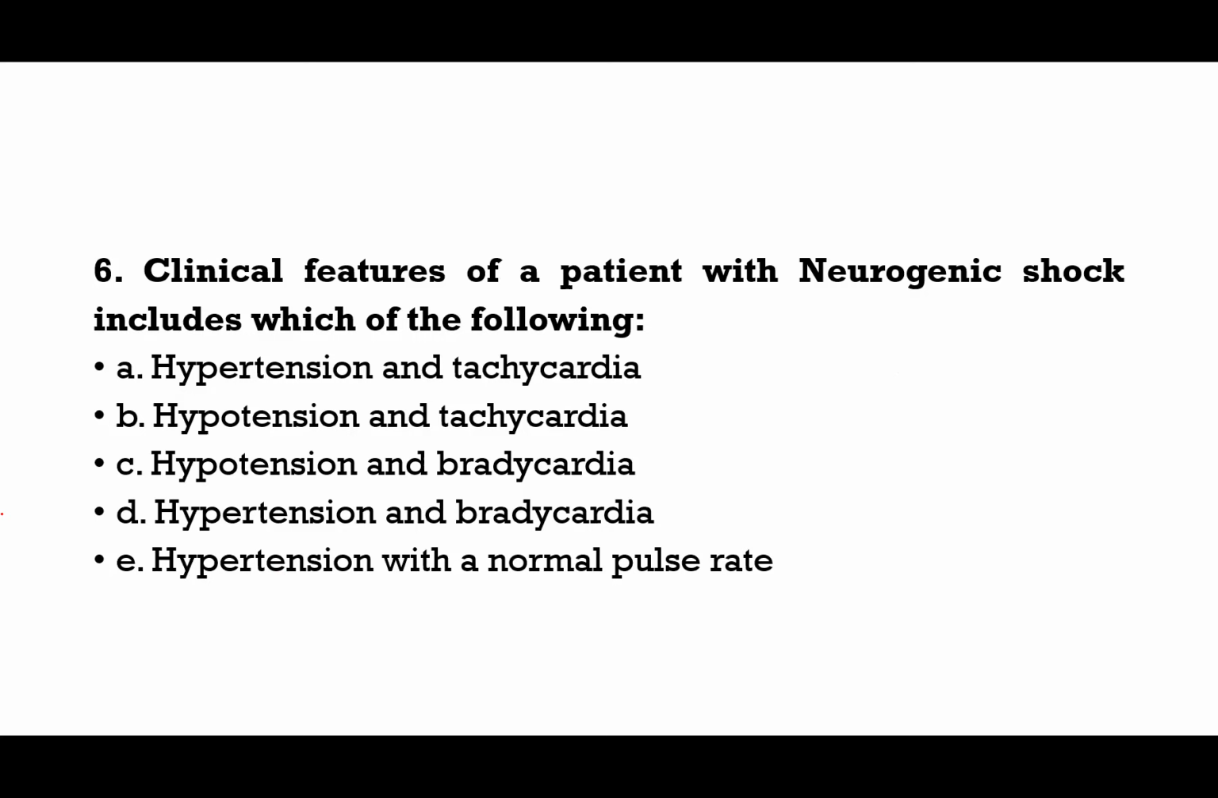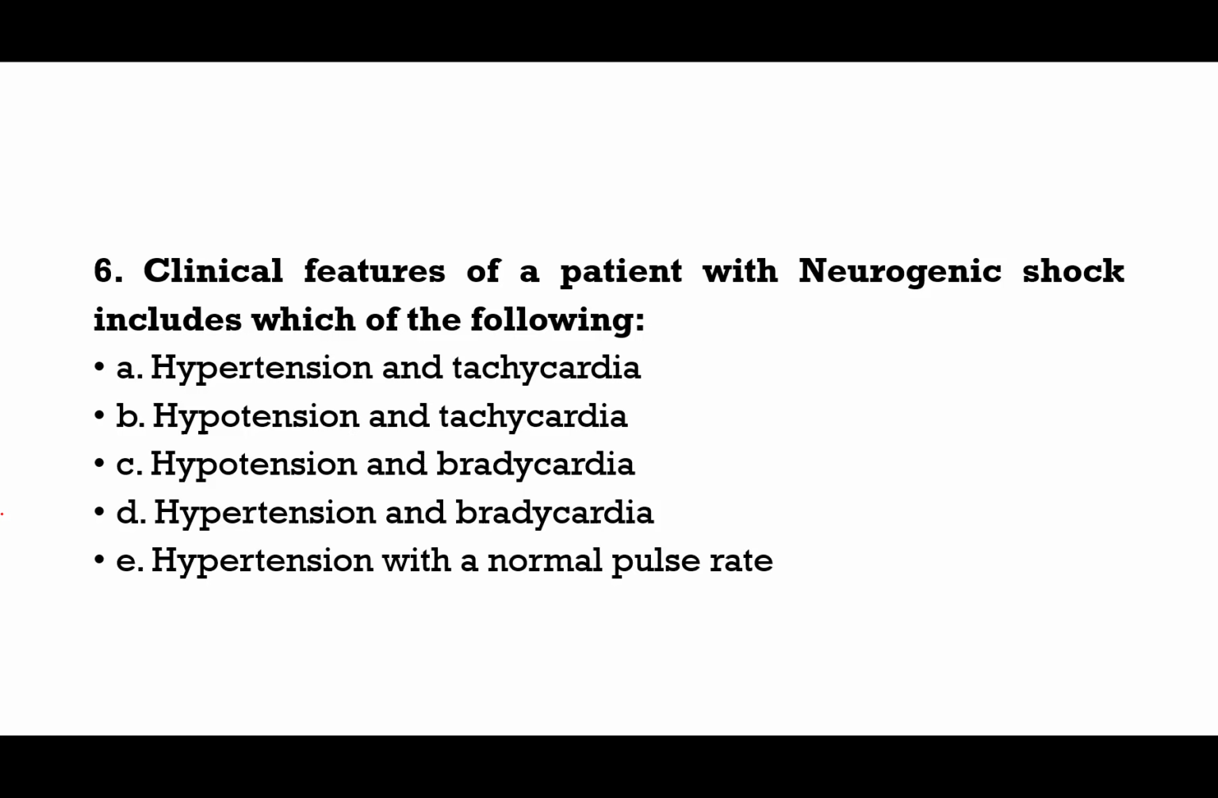Number 6, clinical features of a patient with neurogenic shock include which of the following? A, hypertension and tachycardia. B, hypotension and tachycardia. C, hypotension and bradycardia. D, hypertension and bradycardia. And E, hypertension with normal pulse rate.